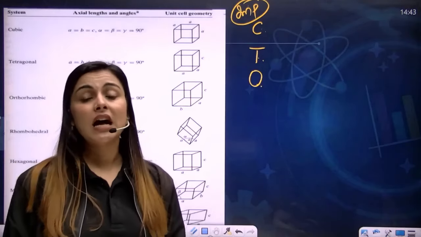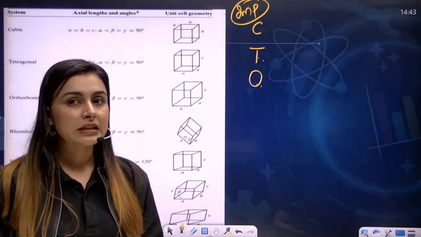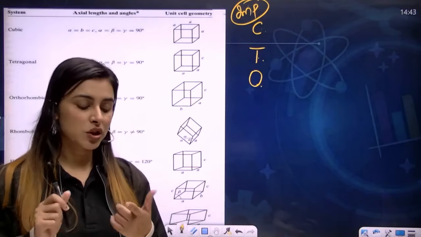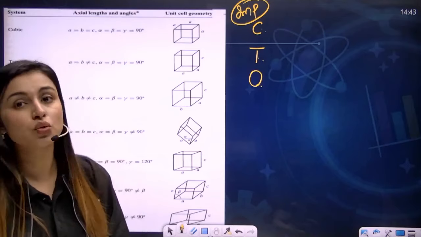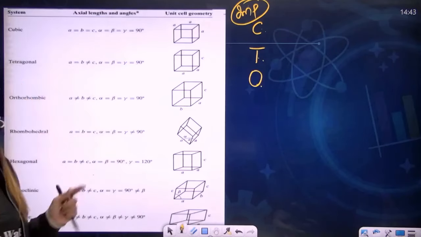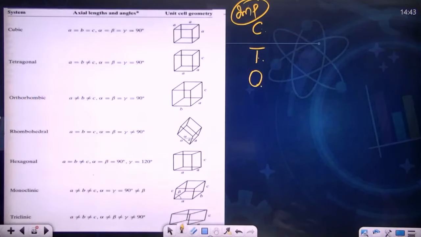So these are the crystal systems about which you need to have complete information. Their angles, their edge lengths, everything is very important, my dear students. So you need to remember each and every thing. If you want, you can pause the video and draw these. But if you can't, then write from the NCERT, and you can understand this particular part. I hope you've written it. Now let's move forward.